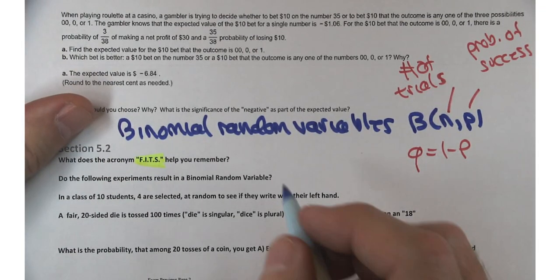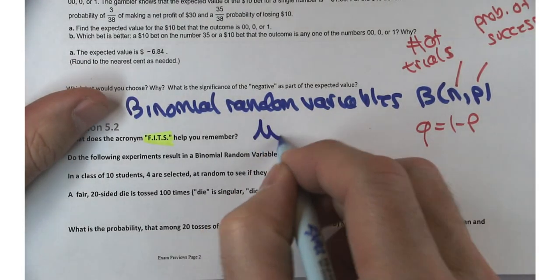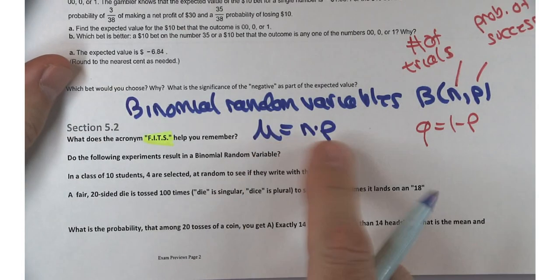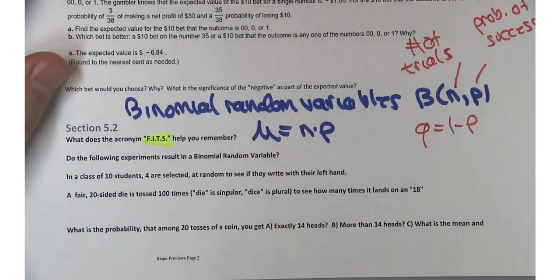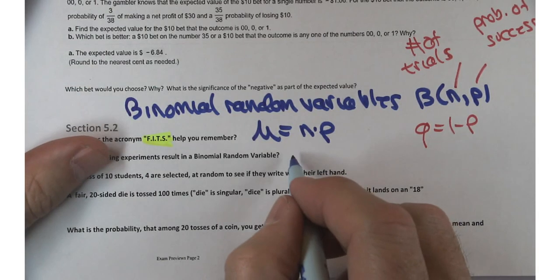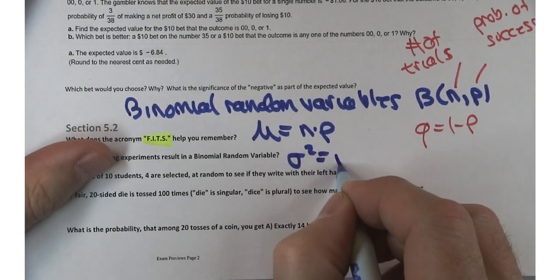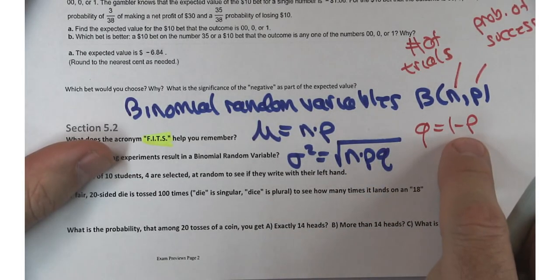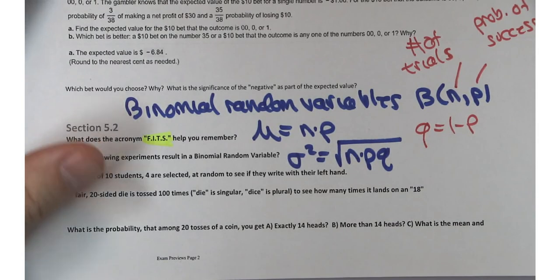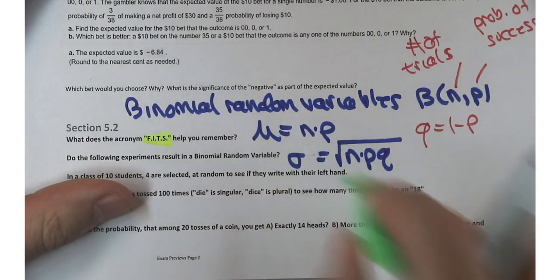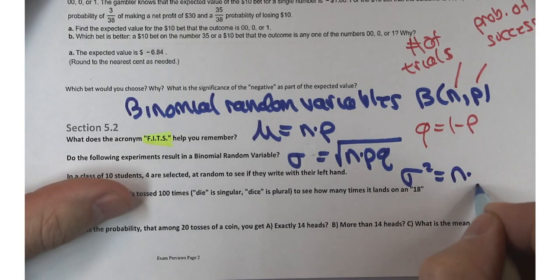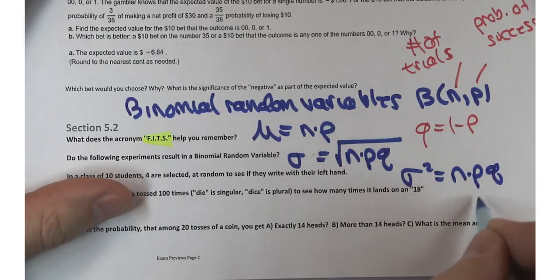But for a binomial random variable, mu equals n times p. On average, that's what you're going to get, n times p successes. The standard deviation is the square root of n times p times q. The q, of course, is 1 minus p. The variance would just be n times p times q, or n times p times 1 minus p.